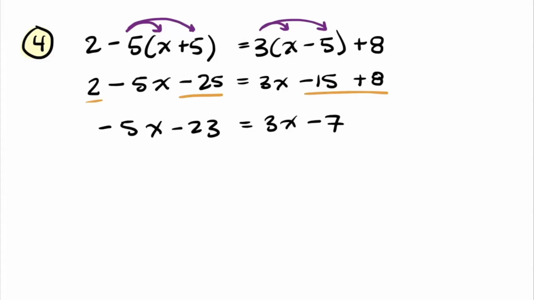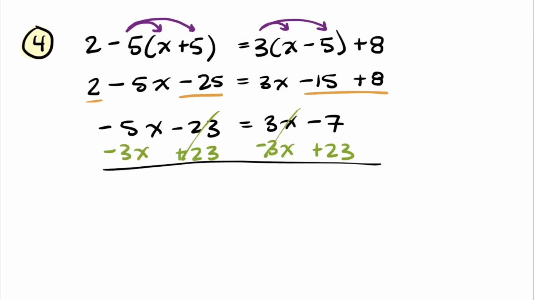All right, now we will get the constants on the right. So I'm going to do plus 23 to bring that over to the right side. And I want to get the variables on the left. So I'm going to do minus 3x to both sides. So equals, we'll keep coming down. On the left side, we've got negative 5x minus 3x, so we'll add the negative 5 and the 3 to give us negative 8x. And then negative 7 plus 23, I believe, is positive 16.